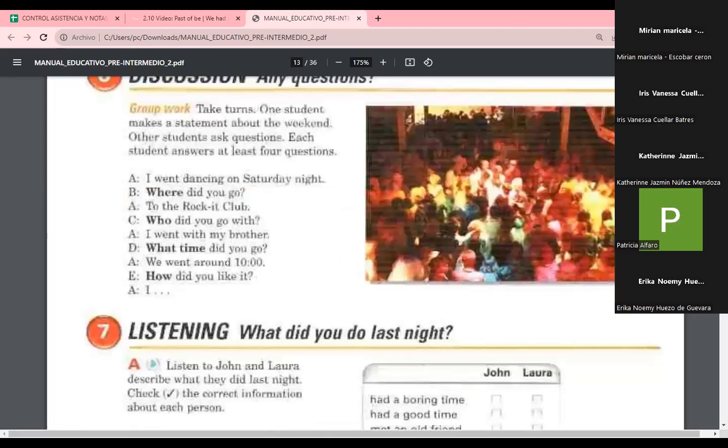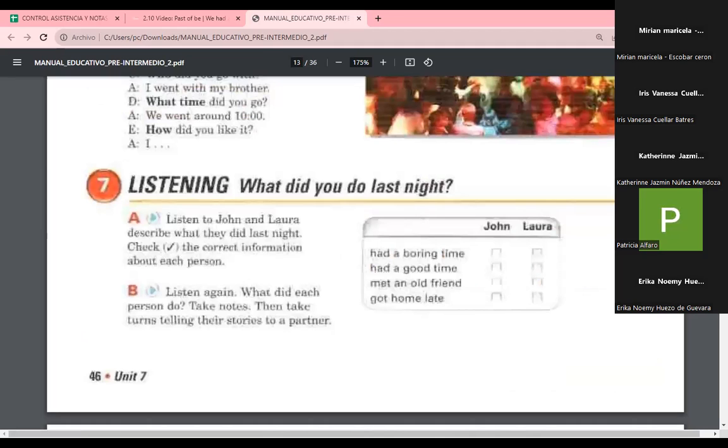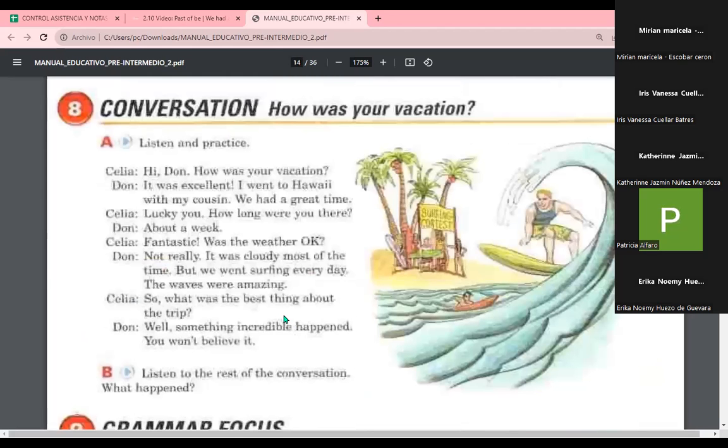Luego acá tenemos, dice, what did you do last night? Okay, listen, John and Laura, this part we didn't mention in the audio, so we are going to read here. So this one, just listen, okay? Eso es lo que nos va a dar tiempo, just the listen.